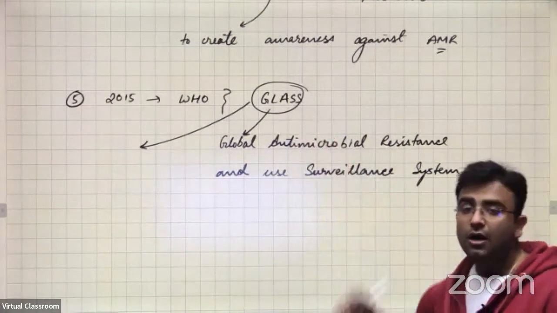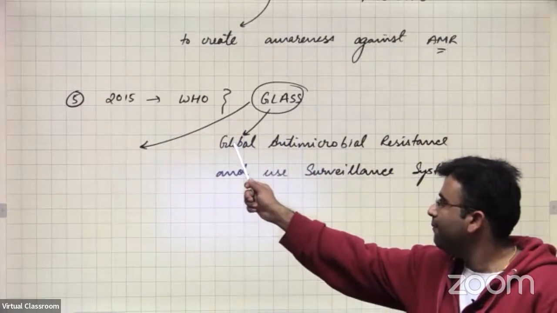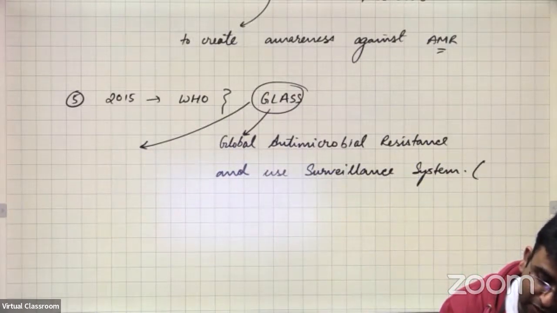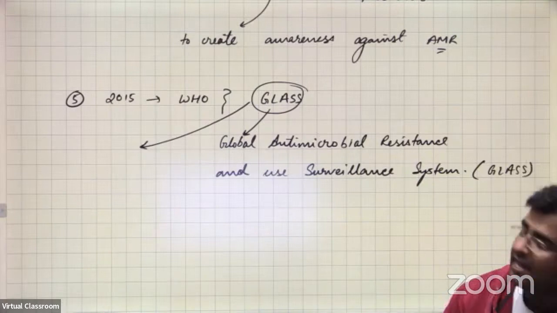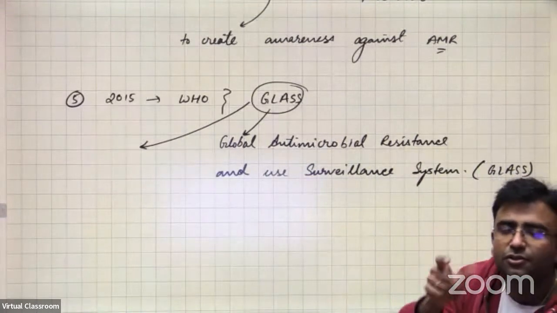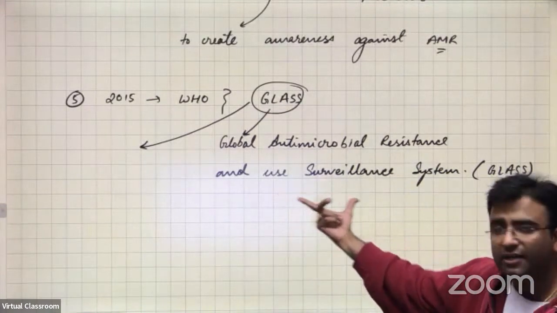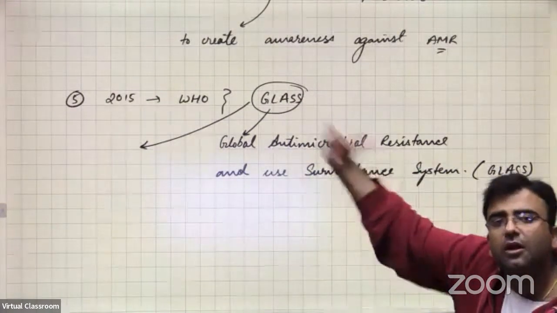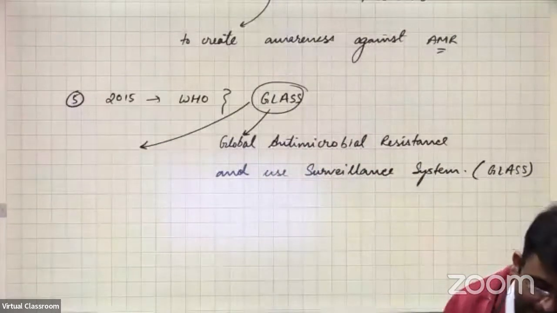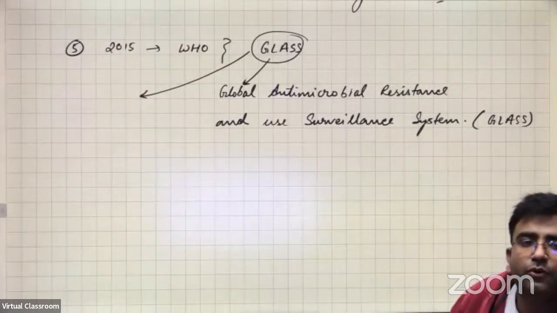See, for the first time, if you are using the word GLASS, first write Global Antimicrobial Resistance and Use Surveillance System. In brackets, in your answers, you can write GLASS, and next time you want to write this, just use the word GLASS. Whenever you are writing answers and you want to use the short form, first you have to define the short form. So write the full form the first time, with the short form in brackets, and the next time in the answer you can use the short form. Clear?